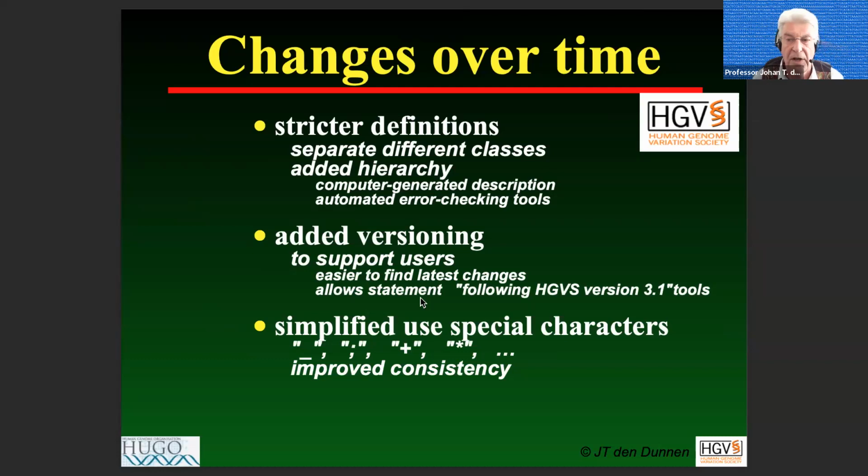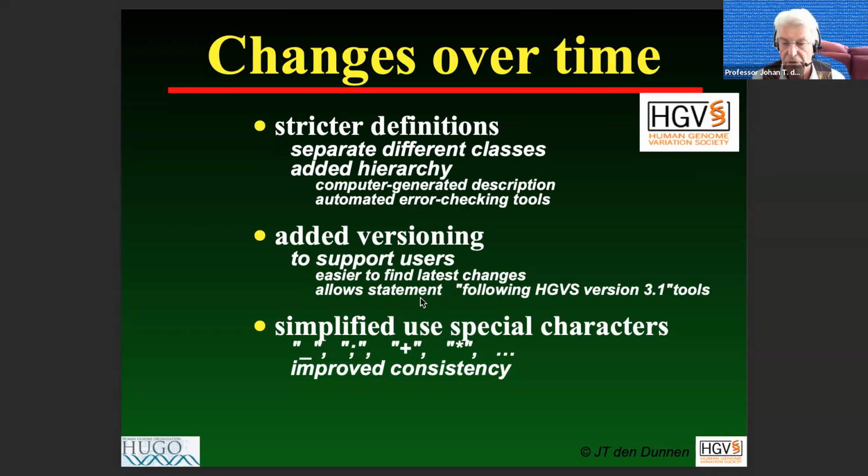So what we did over time towards the 2016 papers, especially because people wanted to write tools on the internet to work with HGVS nomenclature, was find out that first we needed way stricter definitions of all the specific terms. What is meant by a substitution? What is a deletion? Very strict definitions of these cases. By that, we had to separate the different classes of variants, so make a discrimination between insertions and duplications. We added a hierarchy, which I also called the prioritization. When there are several descriptions possible in theory, what is the winning description using the HGVS? And that was, as I mentioned, to make these automated error checking tools. We added versioning to support users, so to make people aware of the fact that the recommendations had changed.